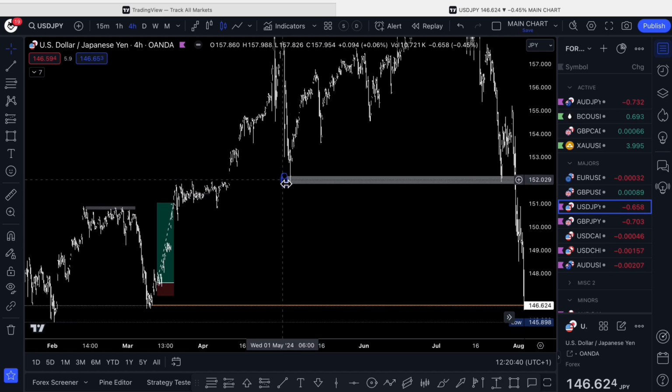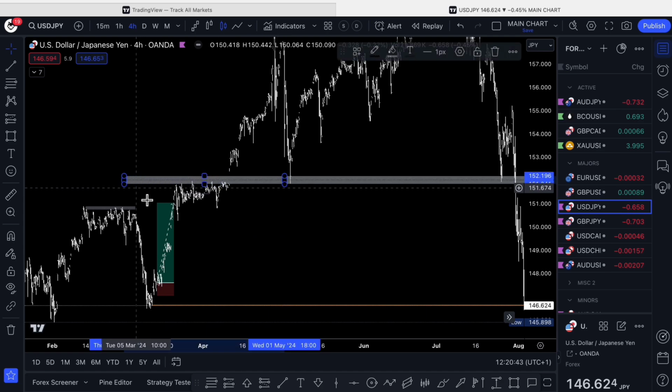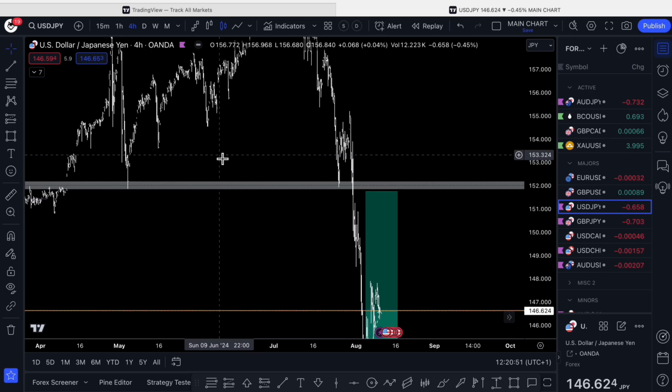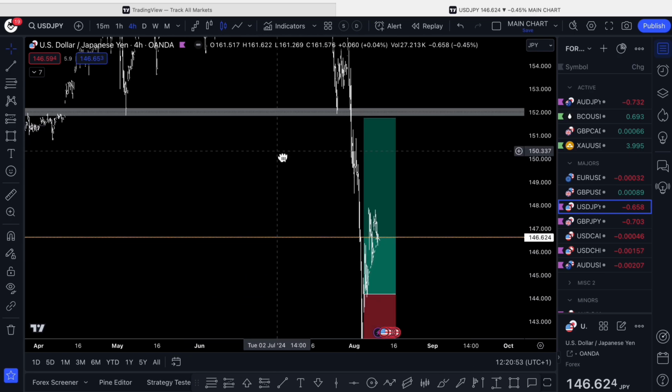If we even drag this further back, you can see this acted as a resistance zone here before we broke through it, came back down, and acts as support. And you'll see this time and time again through trading.